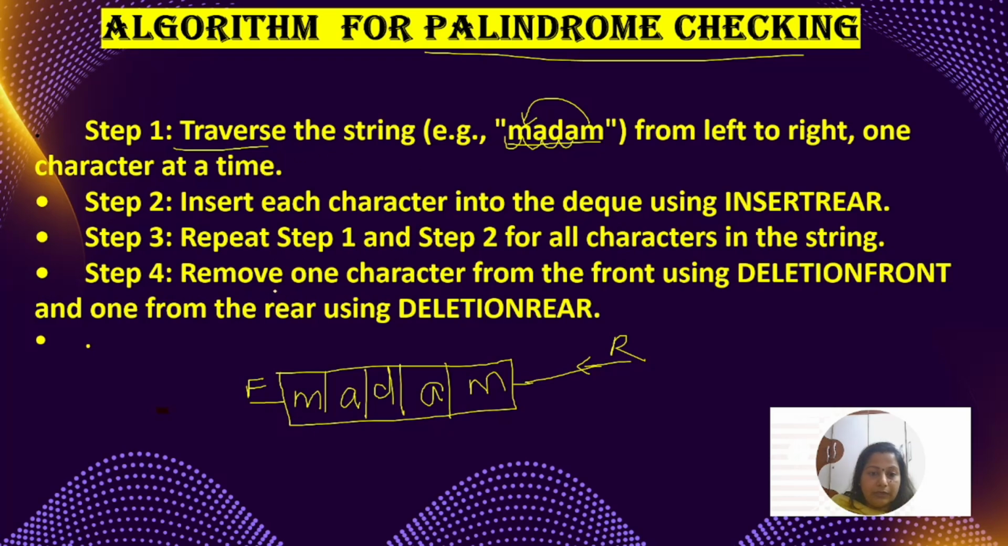What is the next one? Remove one character from the front. So from the front you are removing this one, M, and again one from the rear using deletion rear. Again you are deleting this. So what are you removing? M, and here also M you are removing it. Clear?